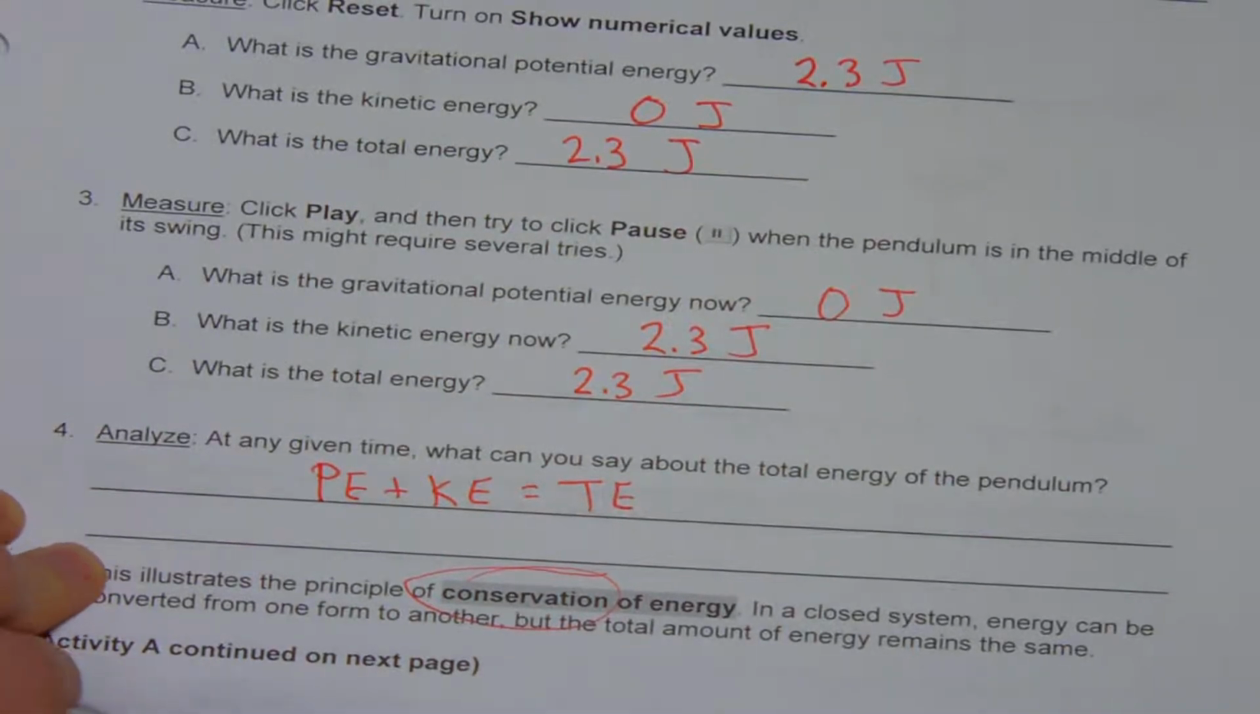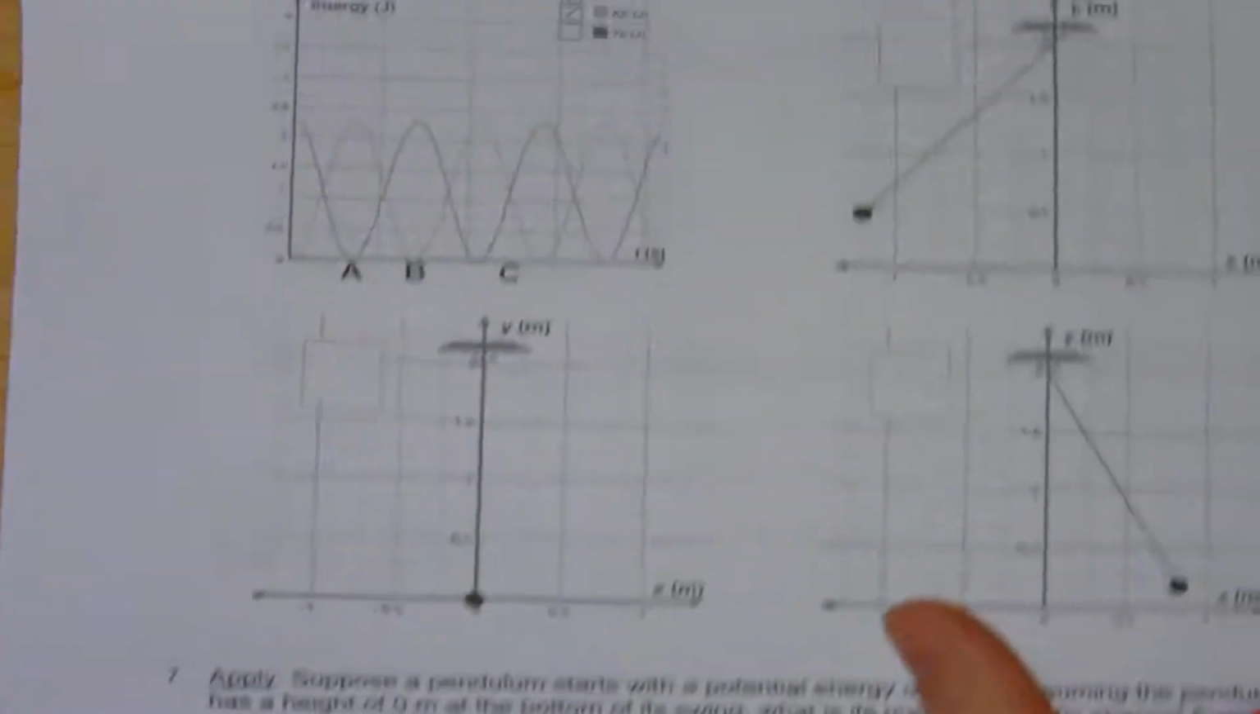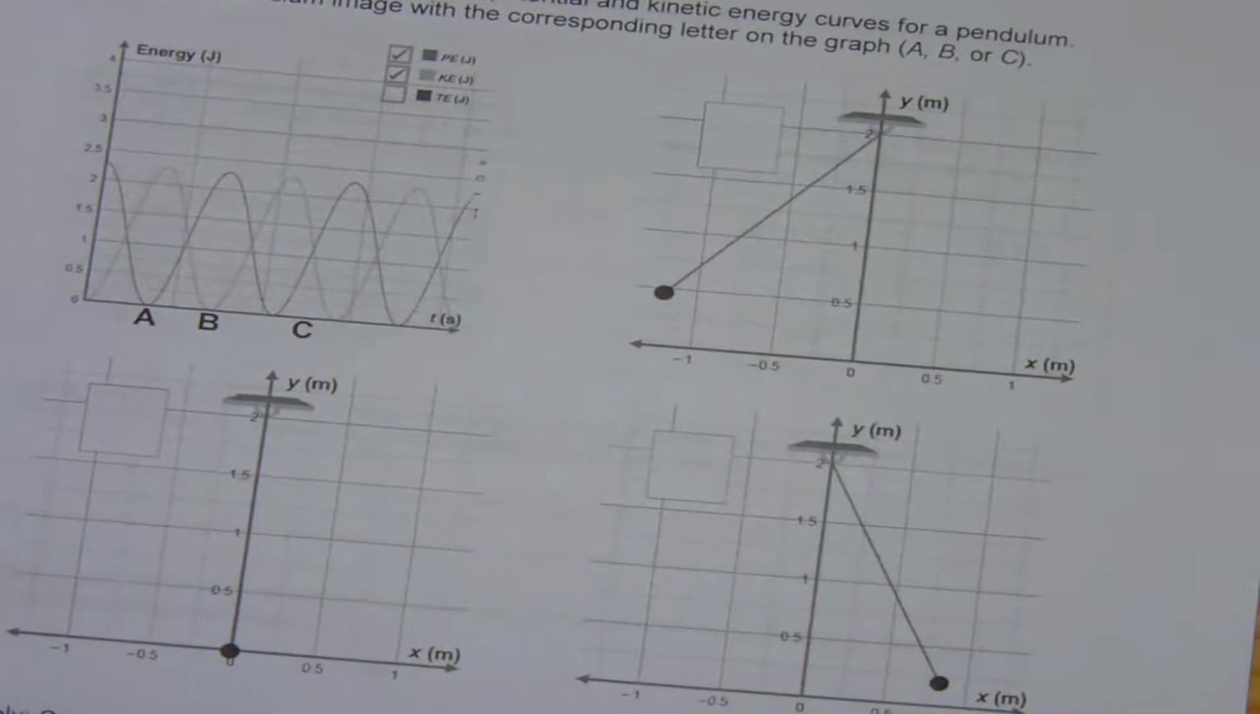2 pages are done. Number 5. Click and reset again. So just a little curly Q. You're going to click the graph tab.